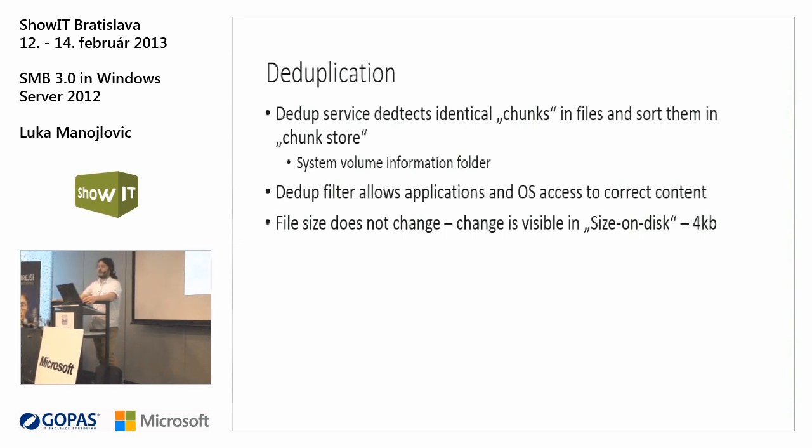File size does not change. When you right-click and open properties on the file, you will see that the file size didn't change, but the change that is visible is size on disk, and you will see that it's only 4 kilobytes. And if you change something, the file is inflated again, and when the deduplication process touches this file again, it will be reduced to 4 kilobytes again.